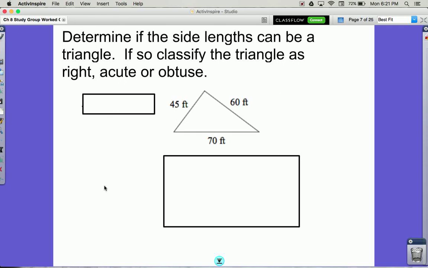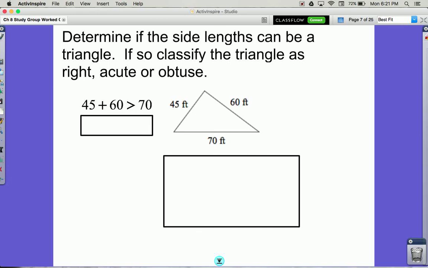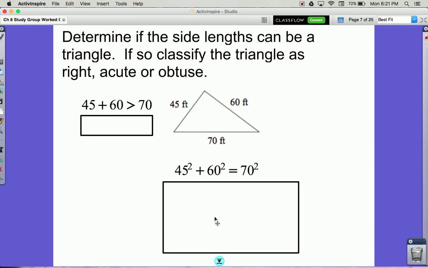So on this one, it says determine if the side lengths can be a triangle, and if so, classify the triangle as acute, right, or obtuse. So first you need to decide whether or not it's a triangle. In order for it to be a triangle, 45 plus 60 must be greater than 70, and it is in this case, so this is a triangle. And in order to classify it, we're going to plug it into the Pythagorean theorem. So 45 squared plus 60 squared equals 70 squared.